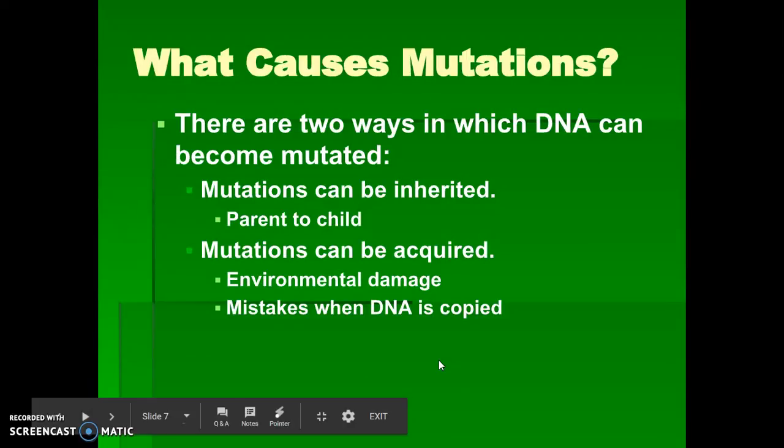There are two ways in which DNA can become mutated. You can inherit those, or you can also acquire them. So environmental damage, so mutations happen with sun damage, or it can also happen when the DNA is copied.